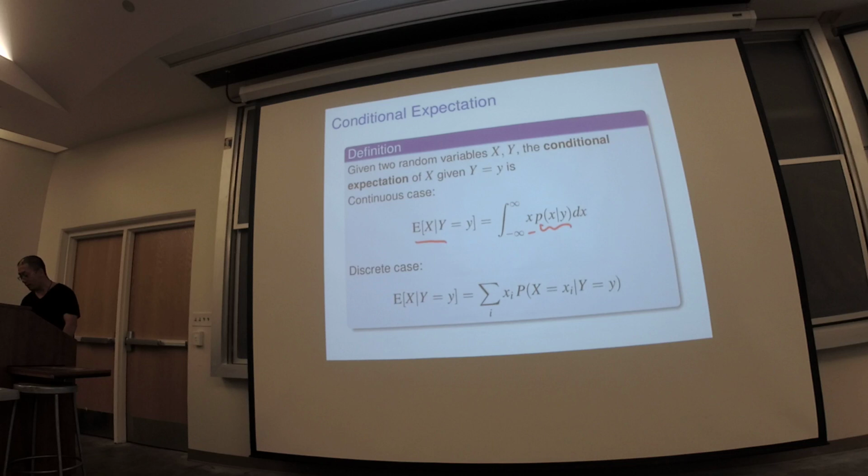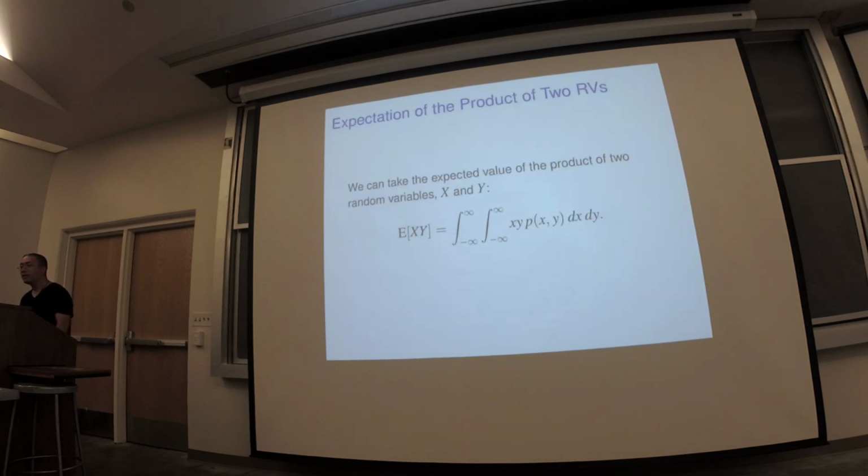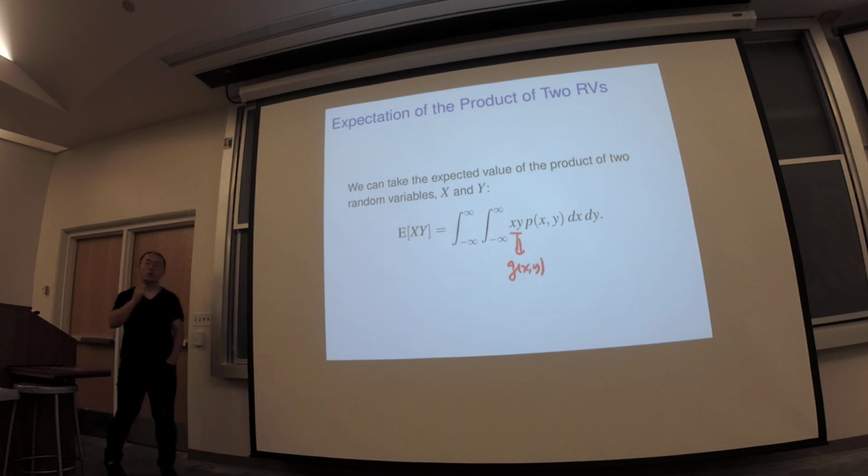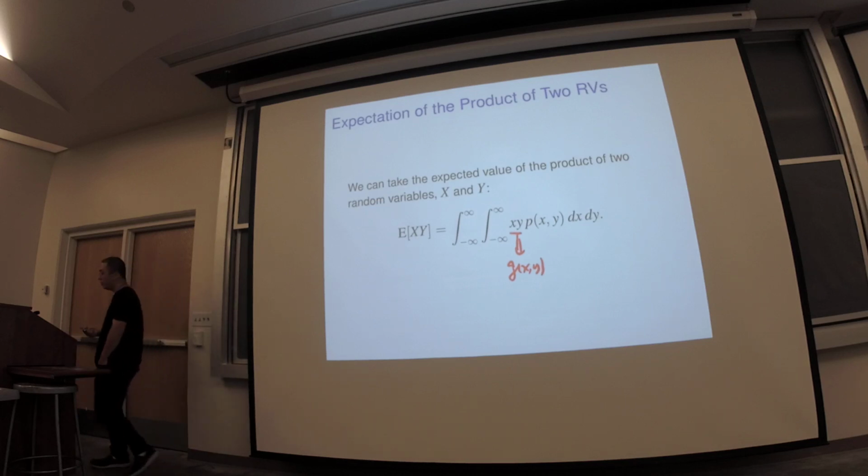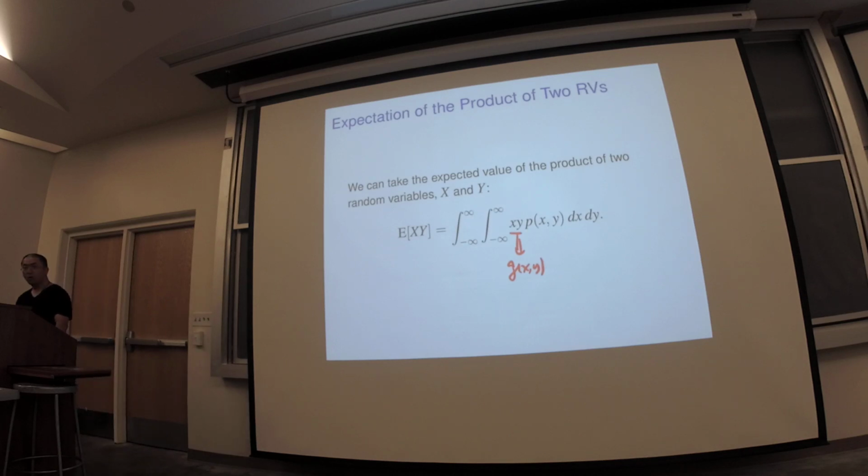Conditional expectation is just expectation over this conditional density. It's also an integral, but with the conditional density as the density to be integrated. Now, the expectation of the product of two random variables. How do we do that? You can treat the product of two random variables as a function of the two random variables. Then, according to the rule we just mentioned for computing the expectation of a function of a variable, you just do the integral. The integrand will be the function of the random variables multiplied with its density. So you end up with this.